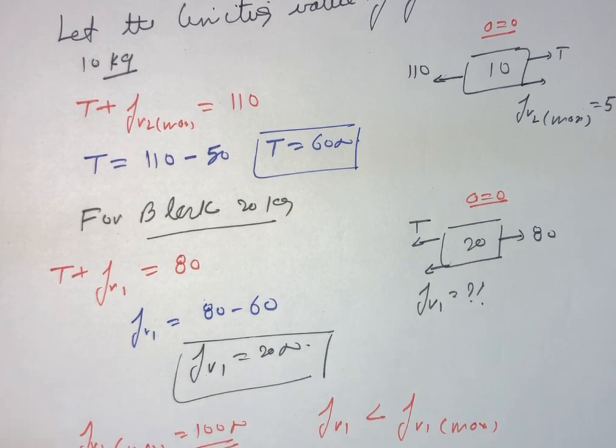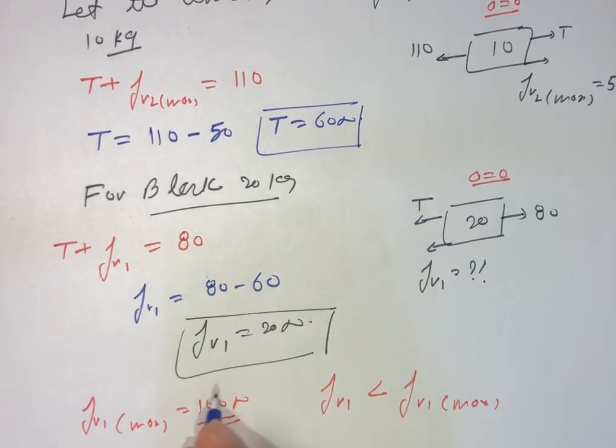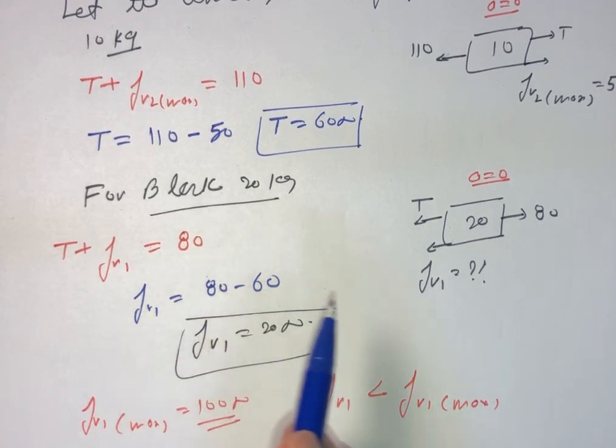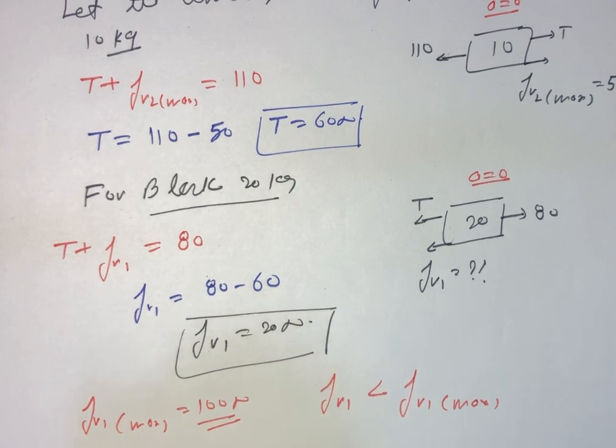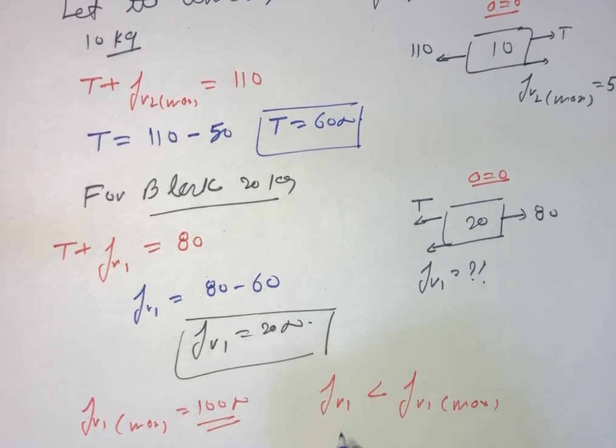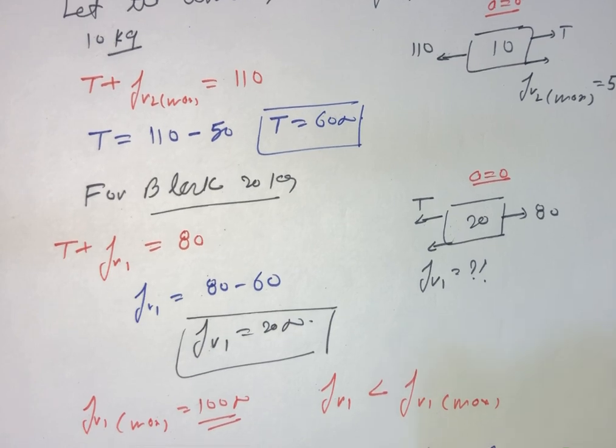Okay, so based on this we can clearly say that our FR1 will be our 20 Newton, FR2 will be equal to 50 Newton, and tension T is our 60 Newton, and acceleration is equal to 0.